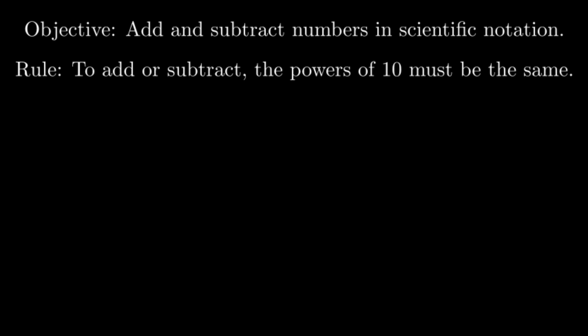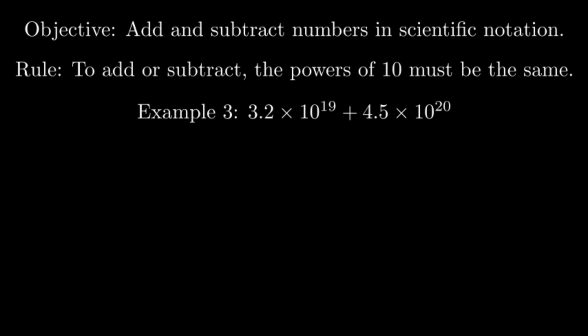Think of it like combining like terms in algebra. You can add 3x and 4x to get 7x, but you can't directly add 3x and 4y. Here, the 10 to the power of k part is like the variable. Let's try this example. 3.2 times 10 to the 19th plus 4.5 times 10 to the 20th.